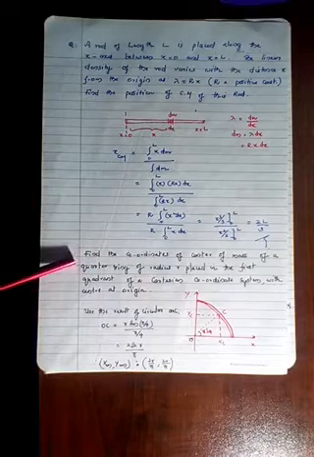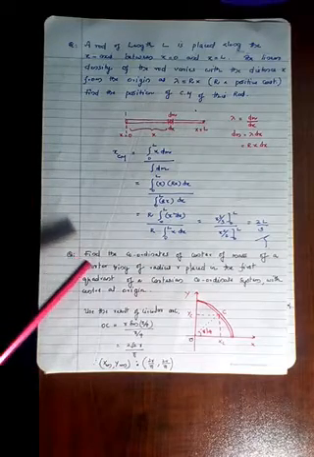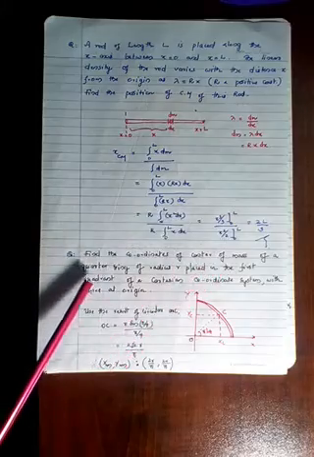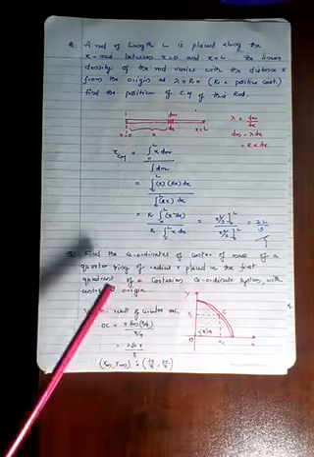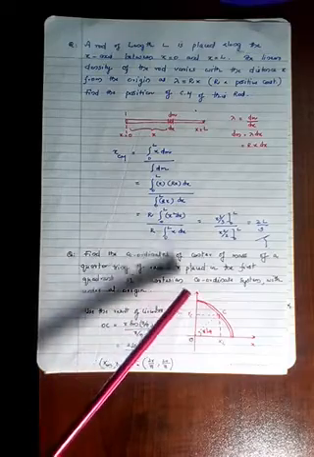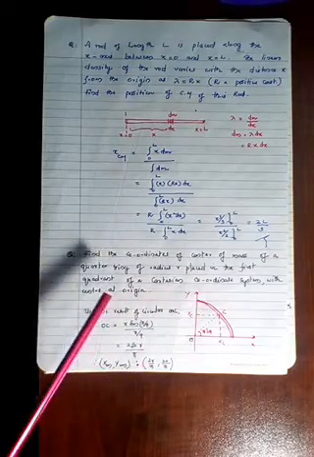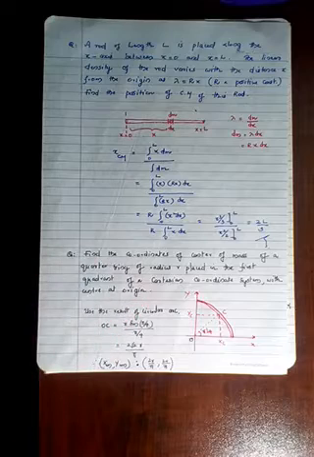Look at another concept. Find the coordinates of the center of mass of a quarter ring of radius r placed in the first quadrant of a Cartesian coordinate system with the center at the origin.